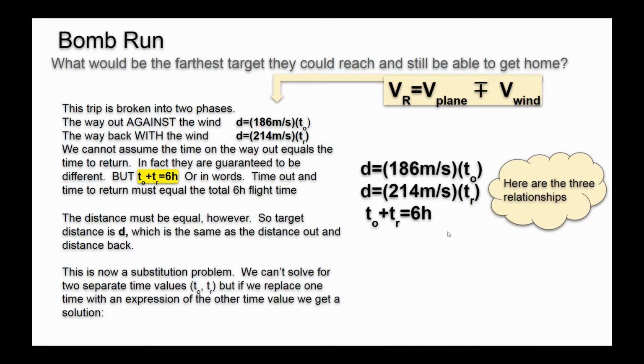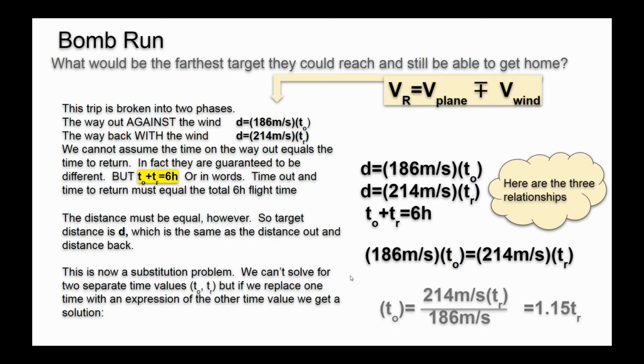Let's start. Here are our three governing relationships. We have two different times here, and we have an expression that the time out and returning must add up to 6 hours. So 186 meters a second times outbound time must equal the inbound speed and time. The distance you traveled to the target and the distance you traveled coming home are the same.